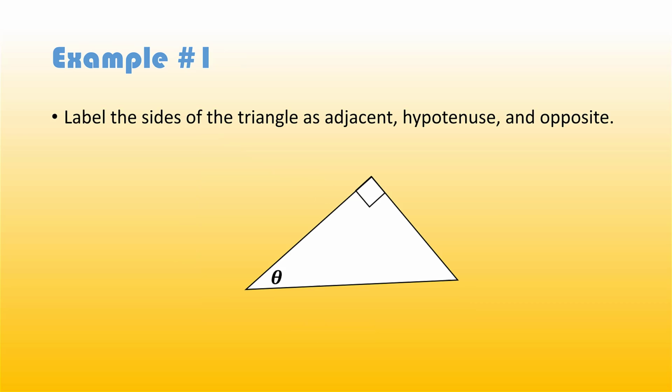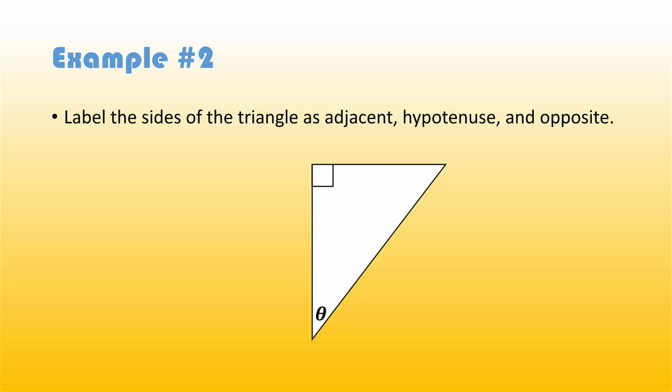So let's practice. Label the sides of the triangle as adjacent, hypotenuse, and opposite. I always start with my hypotenuse first because it's the most familiar. It's directly across from my right angle, hypotenuse. Then I always go to the opposite, which is across from theta. So that would be over on the right. And that leaves my adjacent, which would be on the left. And that is adjacent because it is next to theta. That is the side right next to the angle.